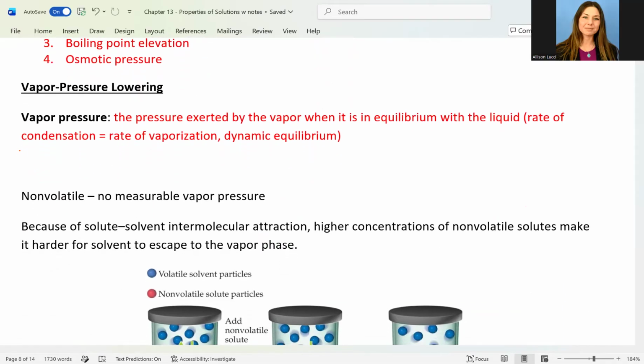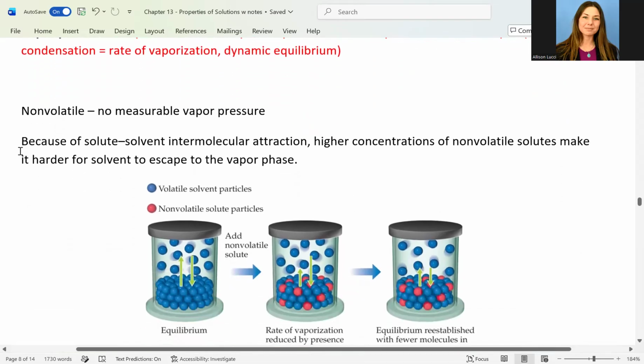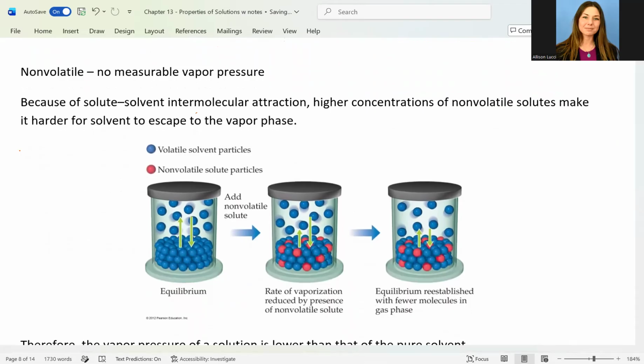So vapor pressure is defined as the pressure exerted by the vapor when it's in equilibrium with the liquid. So whatever volatile substance is producing this vapor pressure is in a dynamic equilibrium between condensation and vaporization. So we have this liquid gas dynamic equilibrium, similar to the dissolved crystallization equilibrium that we saw with our discussion on solubility. If we refer to something as being non-volatile, that means that it has no measurable vapor pressure.